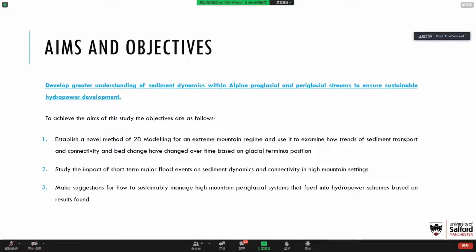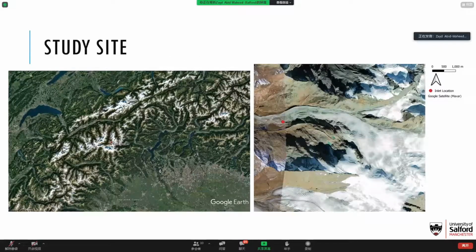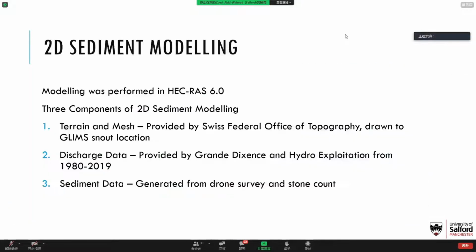I won't, just for lack of time, go into too much detail. But essentially, through modeling, we are attempting to solve for these problems. So the study site that the study has looked at so far is on the Findeland Glacier, which is in the southern Valais Alps of Switzerland. You can see here this little red dot. That is the gauging site. And here is the snout of the glacier. And this 1,000 meter or so area is my area of interest, my area of sediment dynamics, if you will.